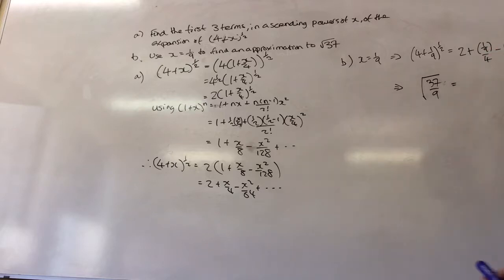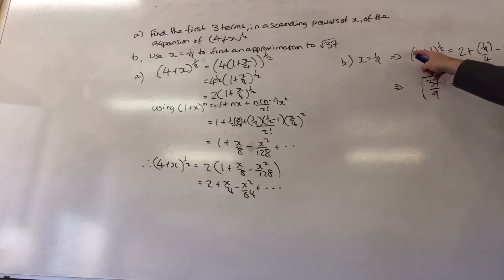And then on the other side of this bit here, if you evaluate all of that, you have 2 plus a 9th divided by 4 is 1/36. Then you've got minus. Sorry? Because if you do 4 plus a 9th, 4 9s are 36. So that's 36/9 plus 1/9, 37/9. But you just put it in the calculator.